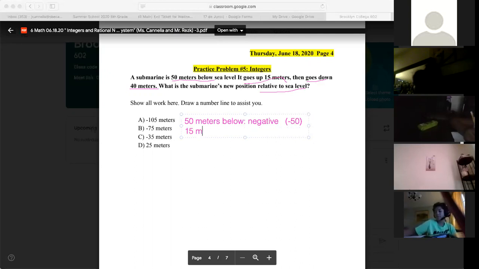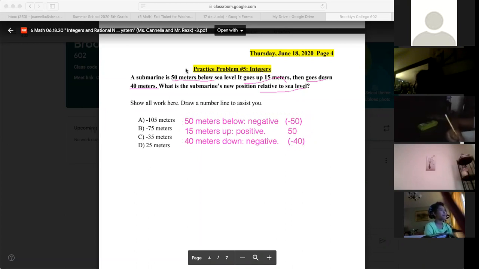Now we got 15 meters up. What kind of integer is that? Positive. Excellent job. So that's going to just be 15. Now, it says it goes down 40 meters. 40 meters down is what kind of integer? Negative. Excellent job. Negative 40. Now, all we did was take the word problem and put the key words into math. That's all we did here.